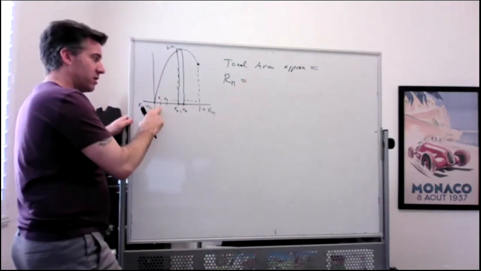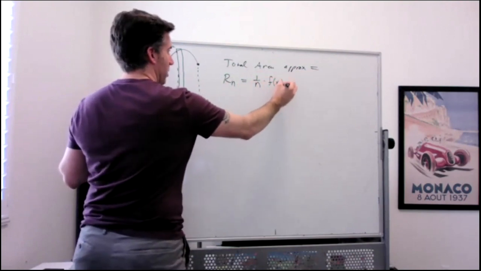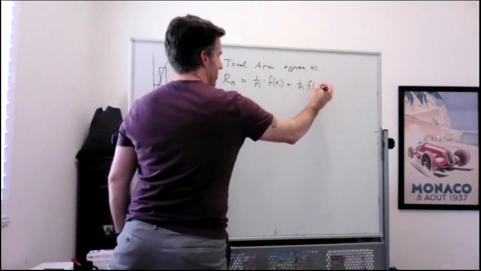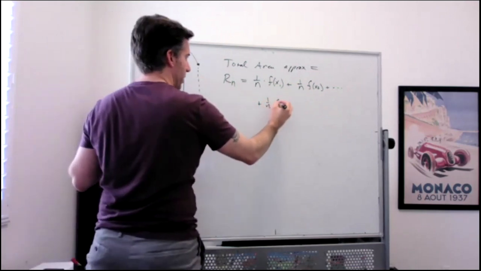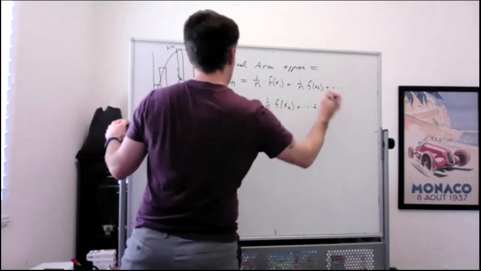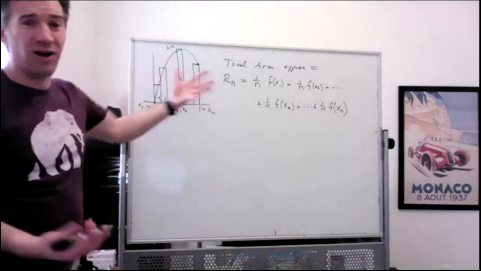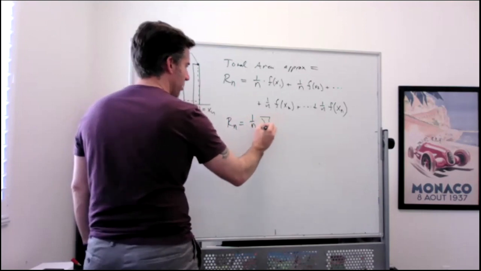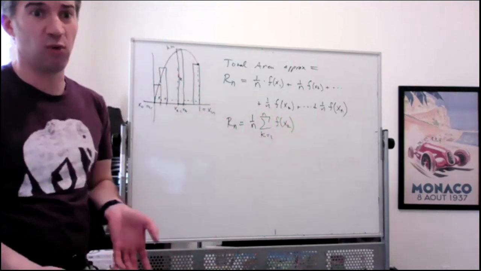So the area of the first rectangle is delta x, or 1 over n, times f of x sub 1. The area of the second rectangle is base 1 over n times f of x sub 2, plus all the way to the area of the kth rectangle, which is 1 over n times f of x sub k, plus all the way to the last rectangle, which is going to be 1 over n times f of x sub n, which is 1, f of 1. But we don't want to write all that. What I should have done is just said, oh, look, R n is 1 over n times the sum from k equals 1 to n of f of x sub k. Same thing, much more compact.